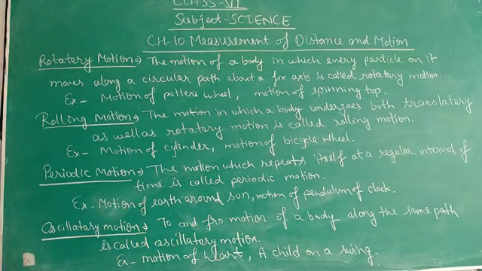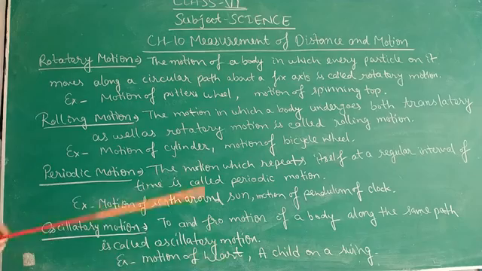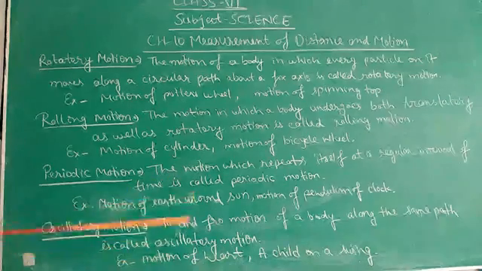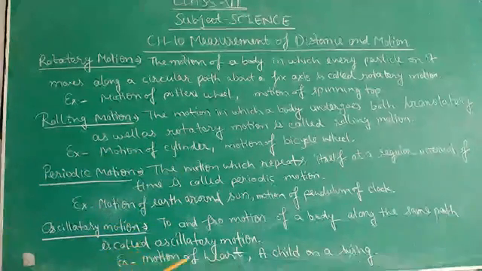For example, motion of the heart, which is also to and fro motion. A child on a swing: a child moving on a swing, to and fro motion about a fixed point, is known as oscillatory motion.